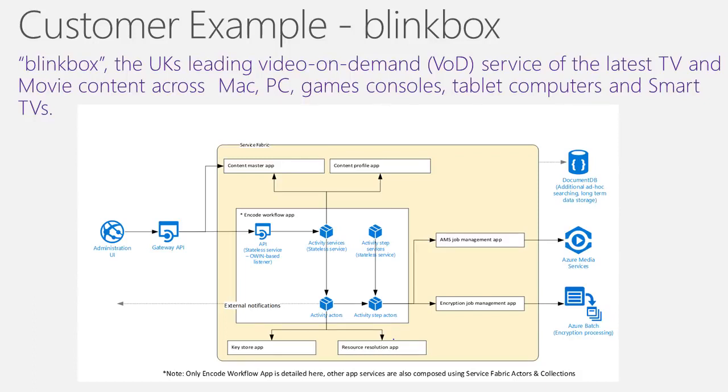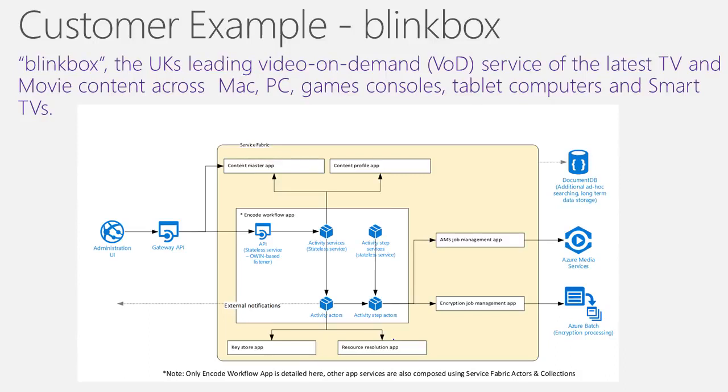This includes transcoding it into various formats, so it plays on Xbox, PlayStation, and others using Azure Media Services. Since it's an important movie, they also need to protect it, which is done using Azure Batch. The activity actor coordinates these activity step actors and ensures they execute in the right order. A simple graph is implemented on top of .NET Collections to do this. Each of those activity step actors then communicates with the other white boxes. For example, the Azure Media Service Job Management application.